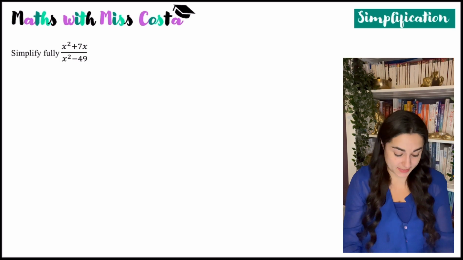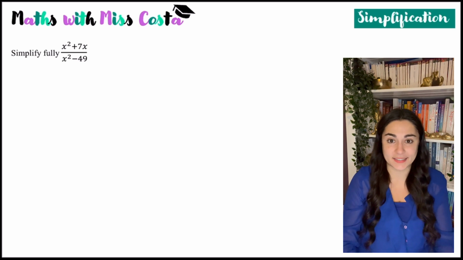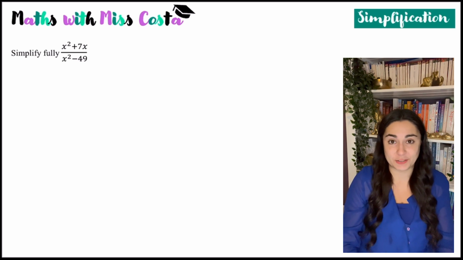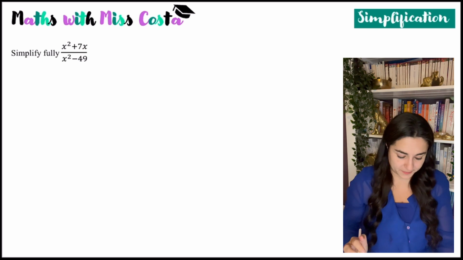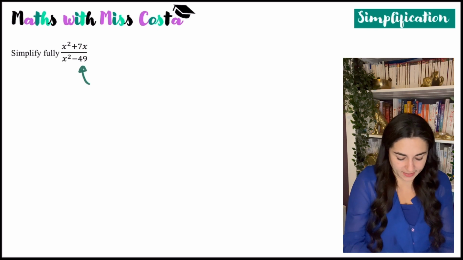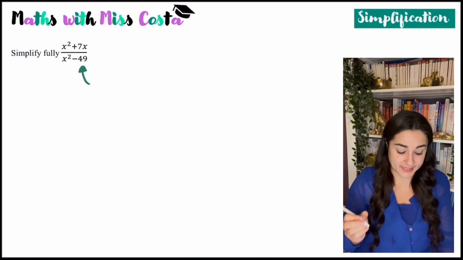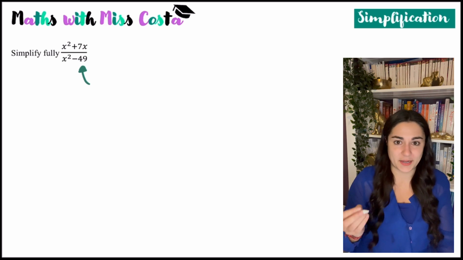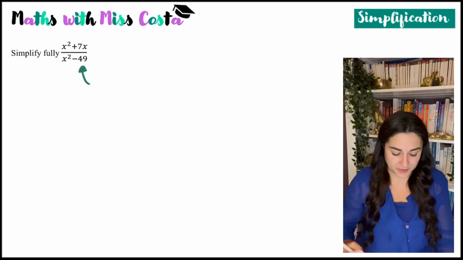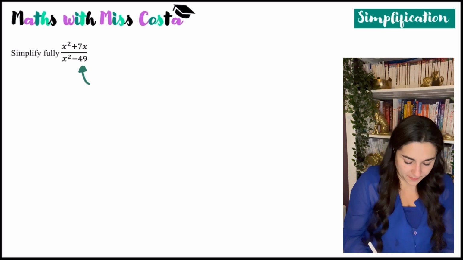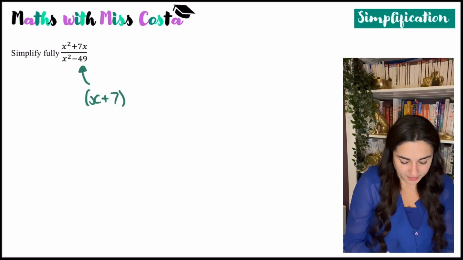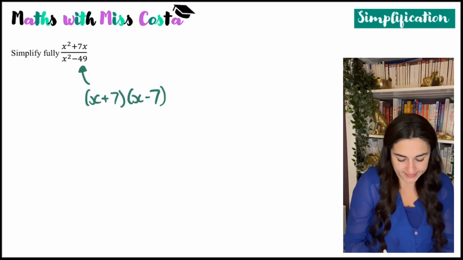So here I've got an algebraic fraction and I'm being asked to simplify it. Normally when you have algebraic fractions, you're going to want to factorise the numerator and the denominator so they have a common bracket. Normally it's going to be a difference of 2 squares on the numerator or denominator. A difference of 2 squares is where you've got x squared take away a square number. So I know that that can factorise to x plus 7, x take 7.